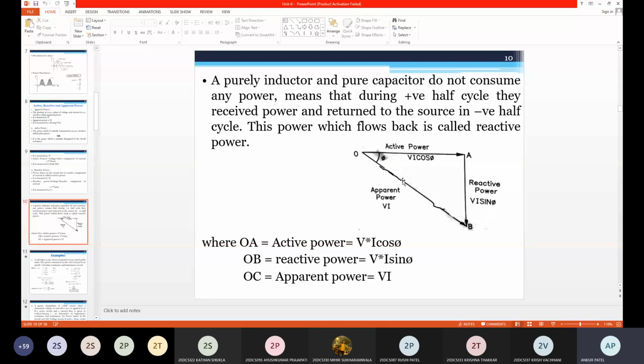So there are three definitions of power factor, but when we consider cos phi in the circuit, the actual definition is active power to apparent power. By knowing this active and apparent power, we can say how much reactive power is there in the circuit, or how much we can reduce. So there are three definitions of the power factor that I am showing you.